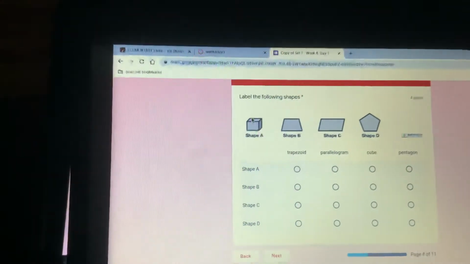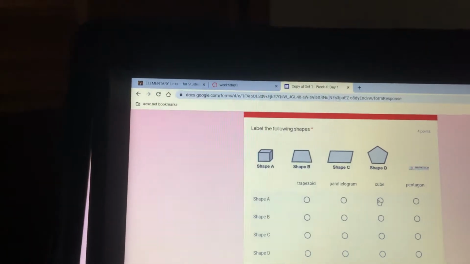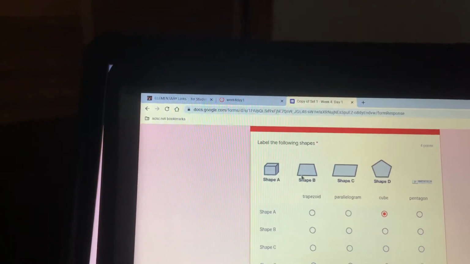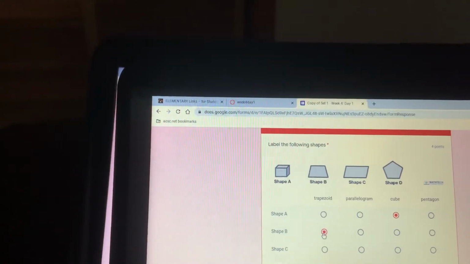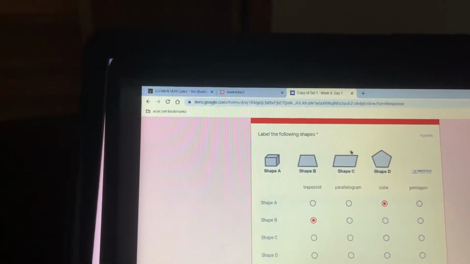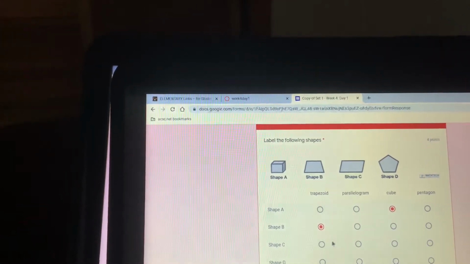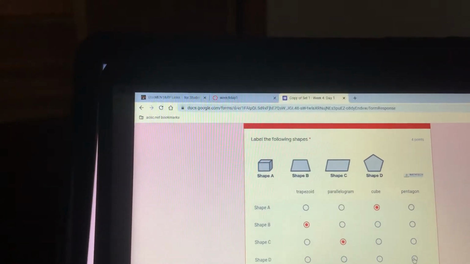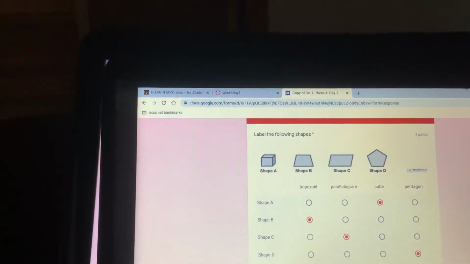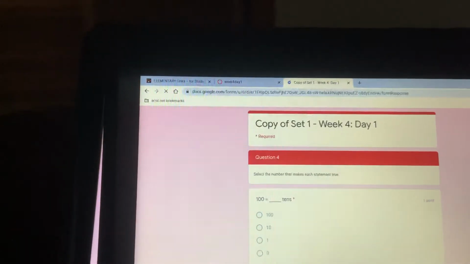And now on this question, we're talking about shapes, and you have to answer each question. So it says shape A. So I'm going to look up here at shape A, and I know that that is a cube. Shape B, what is this shape? You can look on your template. Shape B is a trapezoid. Shape C is also on your template, and that is a parallelogram. And shape D has 5 sides, and it's a pentagon. Then I'm going to hit my next button.